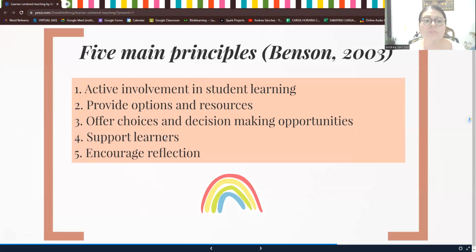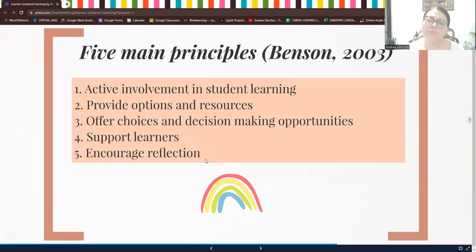Support your students, support learners, not only in their learning, but also as humans. Sometimes they might need you. Sometimes they might need a smile. They might need some comfort. Even if you just say, is everything okay? Do you want to talk to me? Is there anything I can do for you? It means the world for some people.